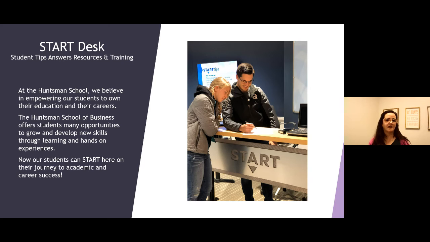So one of the things that came out of OKRs in our office when we first started was our Start Desk. So in our college, years ago, the business school used to be a very tall brick building, which still exists. I'm standing in it today for my presentation. But over time, and with the wonderful contributions from the Huntsman Foundation, we added on to our building. And so all of a sudden, advising services were being passed by.